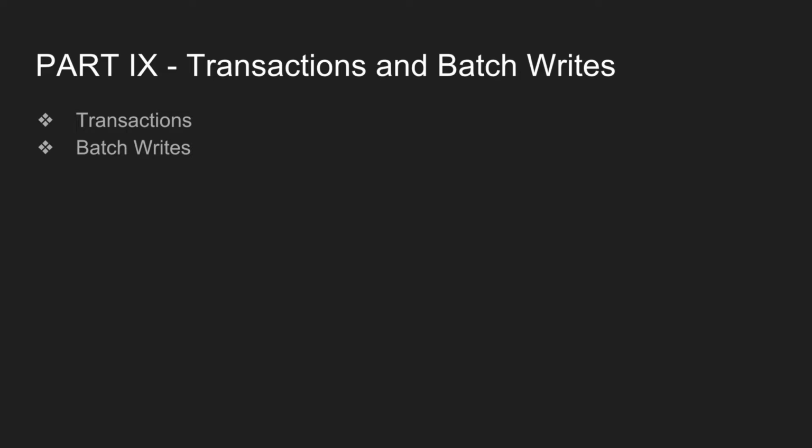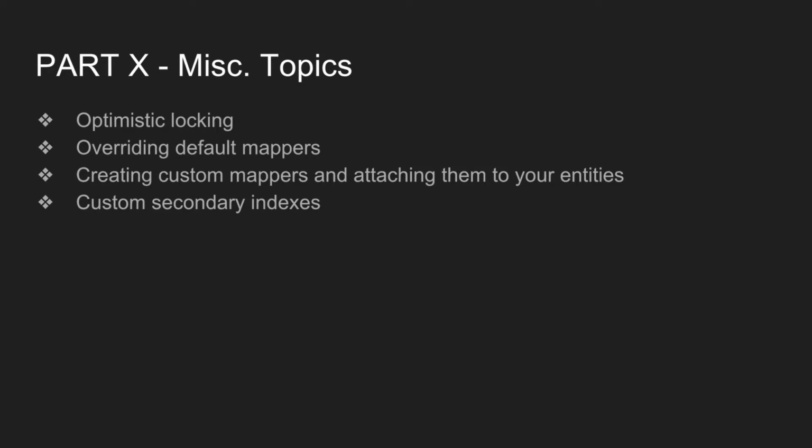Part nine, we'll discuss transactions and batch writes. And then finally, in part ten, I'm going to cover some miscellaneous topics. We'll start with optimistic locking, which is a feature provided by the Catatumbo framework. And then we'll dive into some of the advanced topics such as overriding default mappers, creating custom mappers and attaching them to your entities. And then we'll talk about custom secondary indexes.